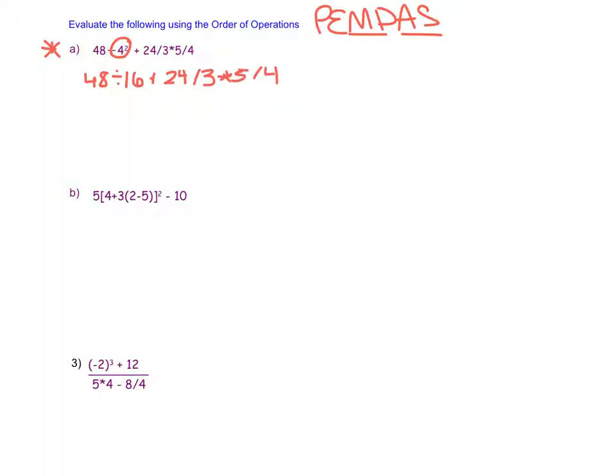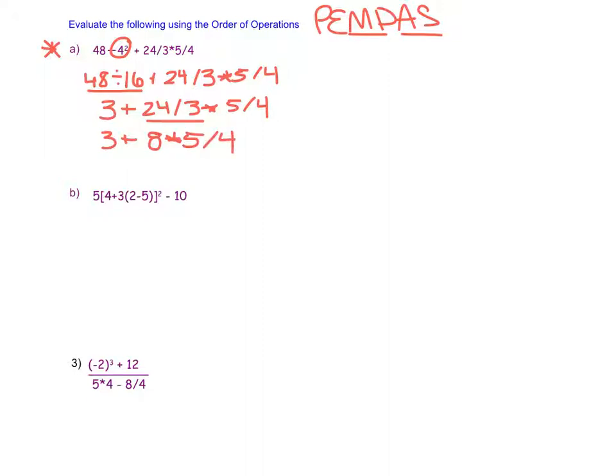Then I move on to multiplication and division from left to right. So I start with my division over here. 48 divided by 16 is 3. And then I move on to my next multiplication or division, which is here at 24 divided by 3, which is 8.